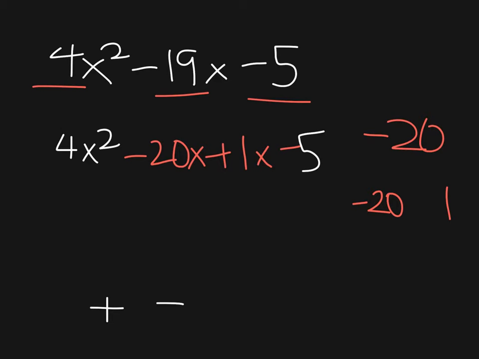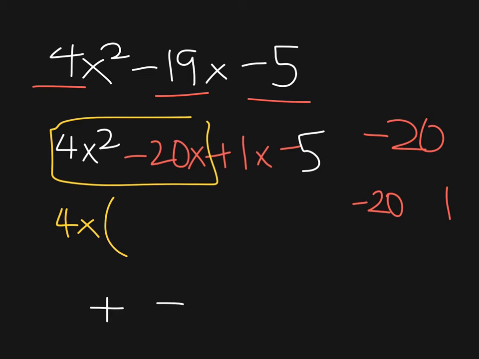So what's going to happen now is I'm going to pair these up again. What is the greatest common factor of 4x squared minus 20x? That's going to be 4x. So when I divide 4x into 4x squared, I'm just left with x. When I divide 4x into negative 20x, I'm just left with negative 5.